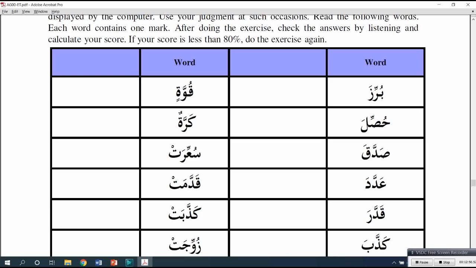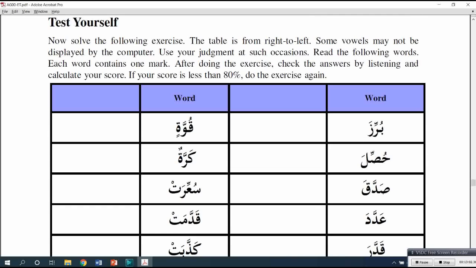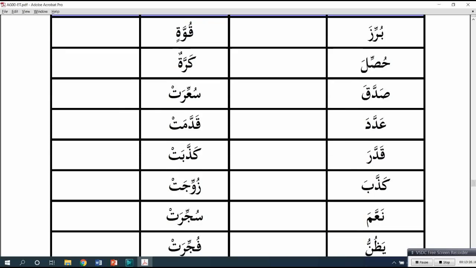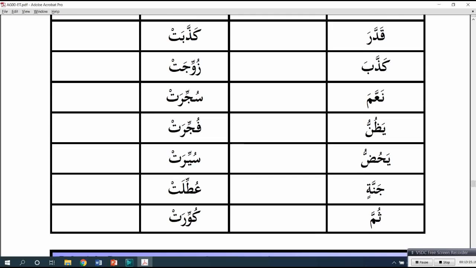Basically our objective is Tashdeed, how you will double it. Karratun, saddaqa, suqirat, qaddada, qaddamat, qaddara, kazzabat. So I suggest that you see the Qari in the Quran, keep the Quran in written format and also listen to it, so whatever your mistakes are, they will become clear to you. Like jannatin, uttilat, summa, kubvirat, like this.